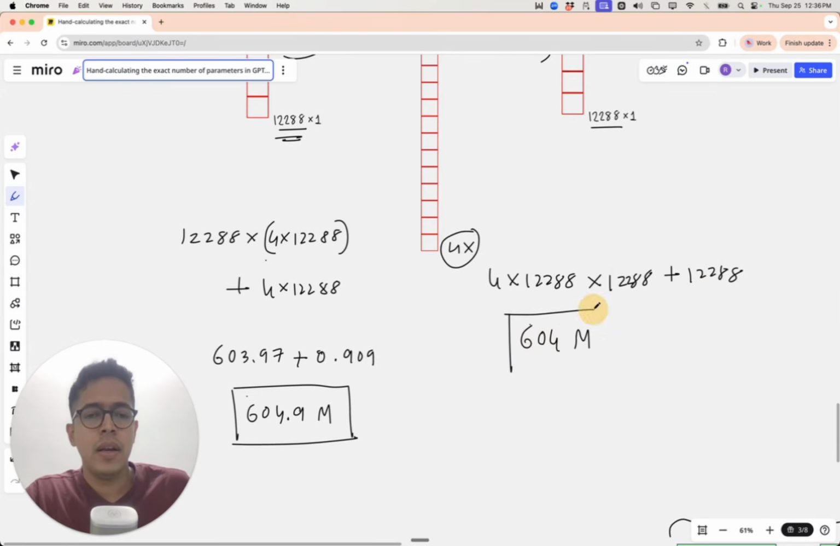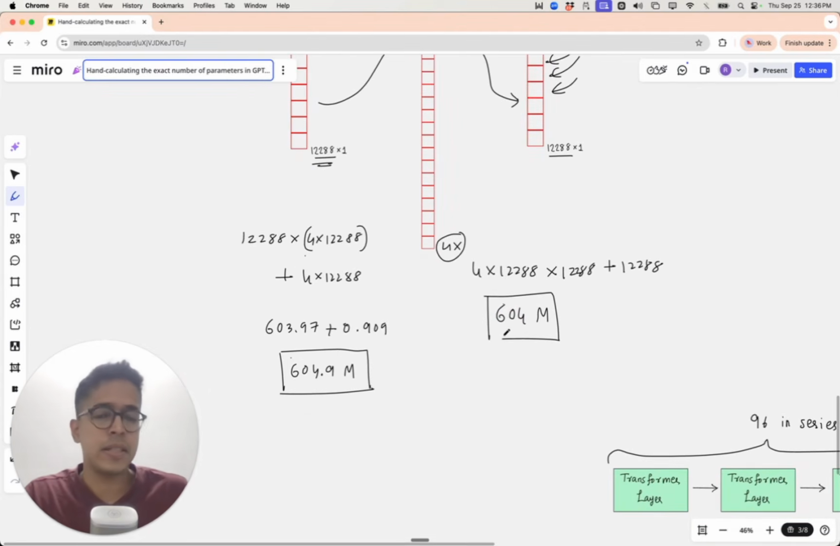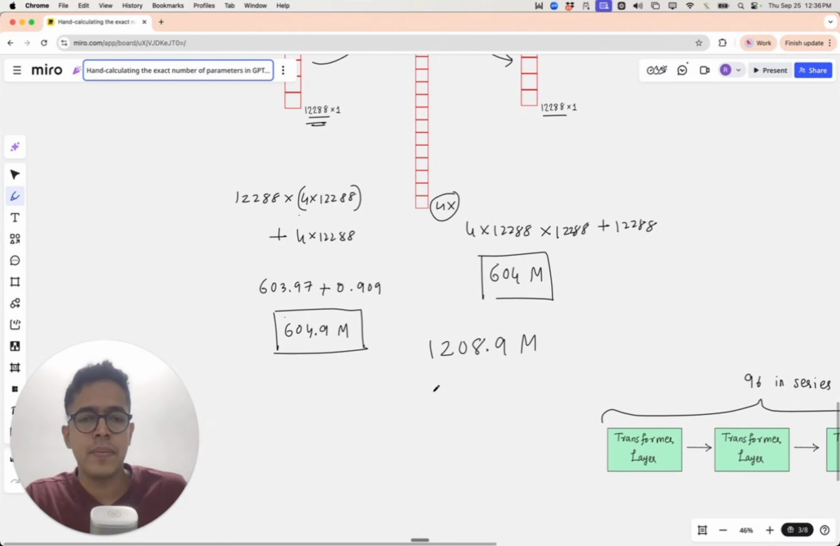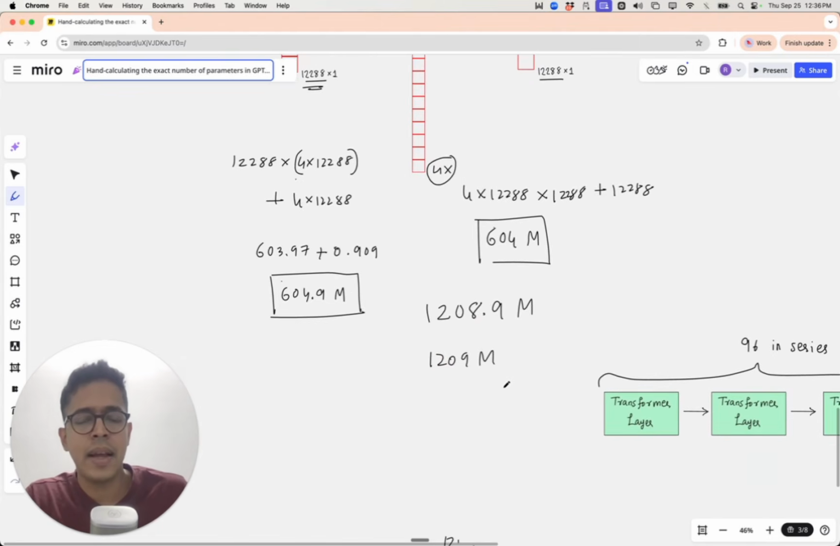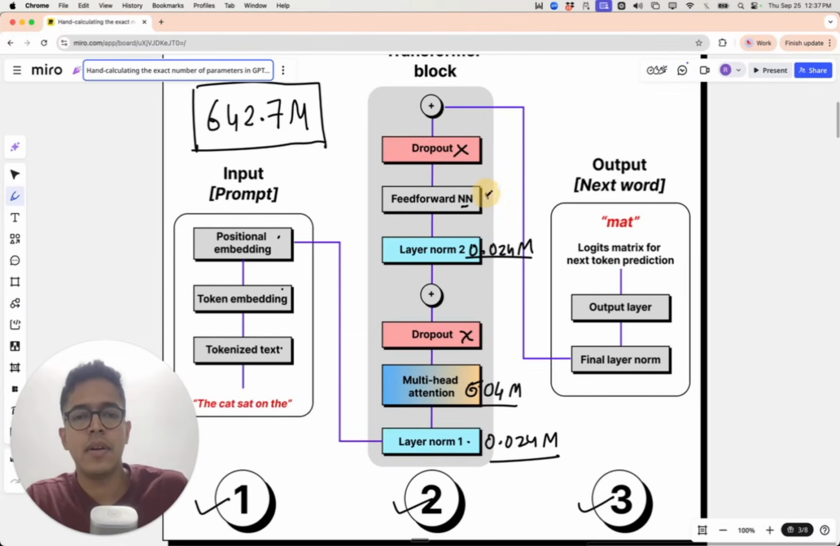So the sum total of this entire feed forward neural network will be 604.9 plus 604 million, which is 1208.9 million, which we can approximate to be 1209 million. And in billion, what will this be? 1.209 billion, which is 1.21 billion roughly. So 1.21 billion parameters in this feed forward neural network. This is probably the biggest out of all.